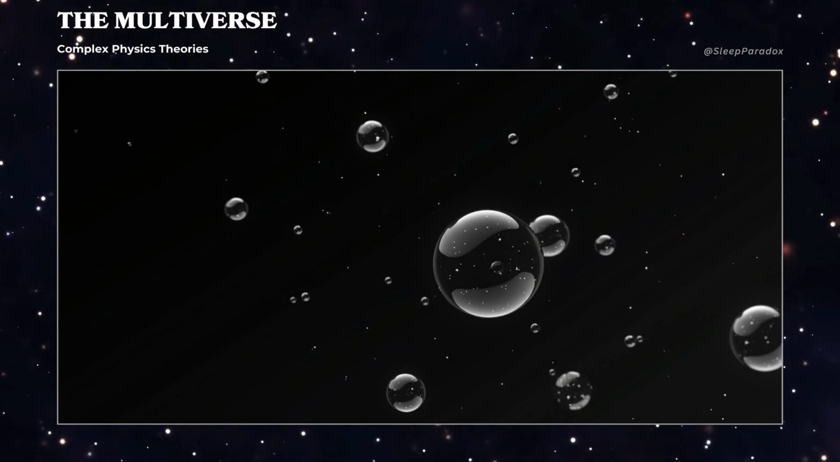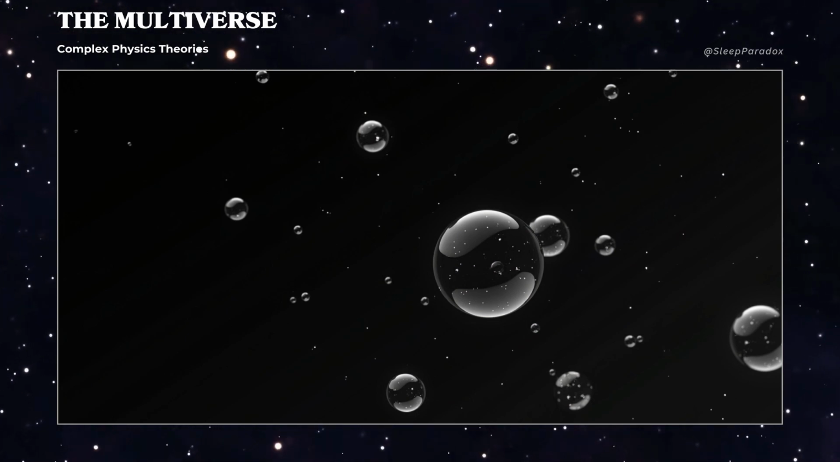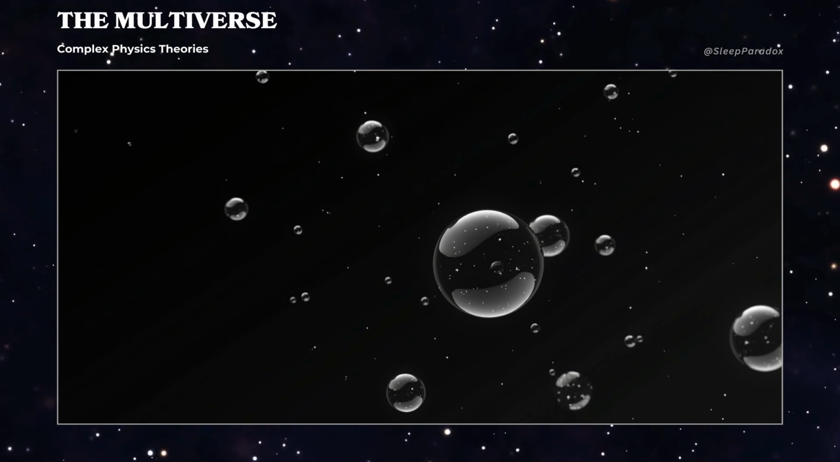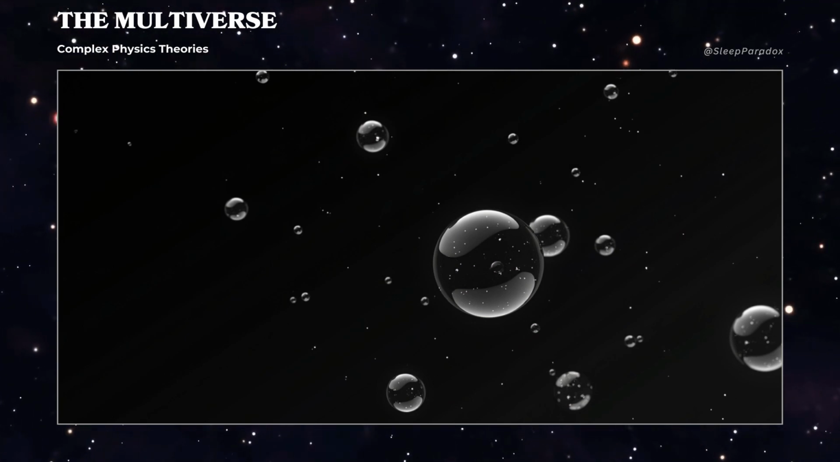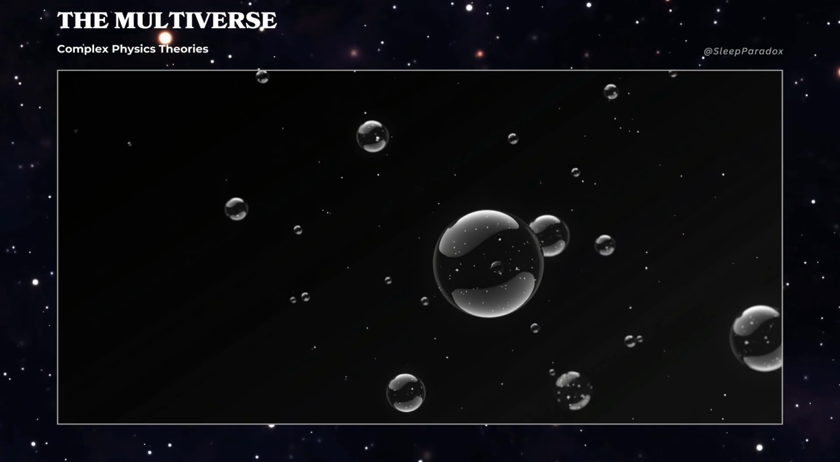One place where the idea of a multiverse shows up is in cosmology, specifically in the theory of cosmic inflation. This theory proposes that in the very early moments after the Big Bang, the universe expanded incredibly rapidly, far faster than the speed of light. This expansion smoothed out space and set the stage for everything we observe today.